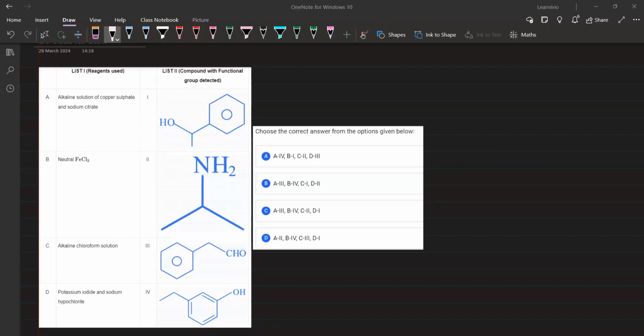This is the first question. Although, I mean, I hope you can see the screen now. This question is not only for aldehyde, ketone, carboxylic acid. This is for distinction test.